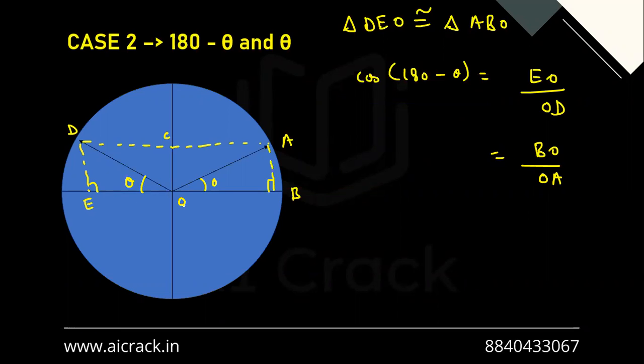I missed one point over here, that this projection is on the negative x-axis. So we'll have a minus sign over here as well. Okay. Now BO upon OA is nothing but cos theta, right? So it becomes minus of cos theta. So we have got cos of 180 minus theta as minus cos theta. Now let's look at sine of 180 minus theta. We'll get to know why I'm doing this.